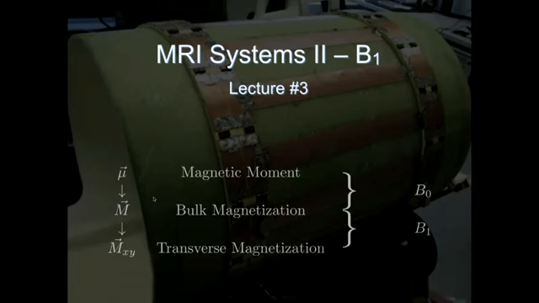And probably, in some sense, one of the most important things that B1 pulses do is they help us generate transverse magnetization. And it's only transverse magnetization that our coil and receiver system is sensitive to. So it's really important that you can generate transverse magnetization because that's what we're able to actually measure and detect.